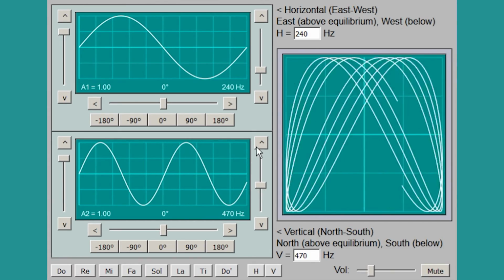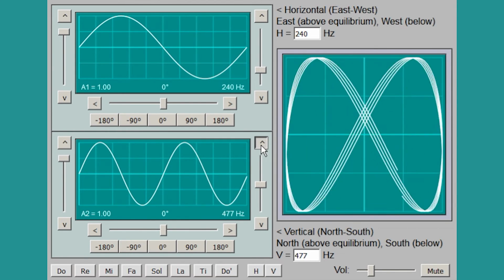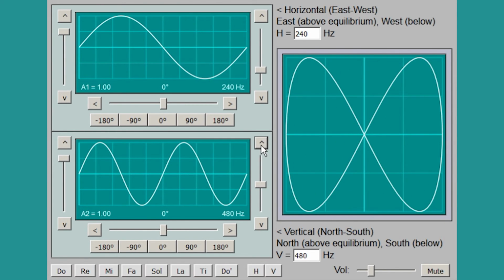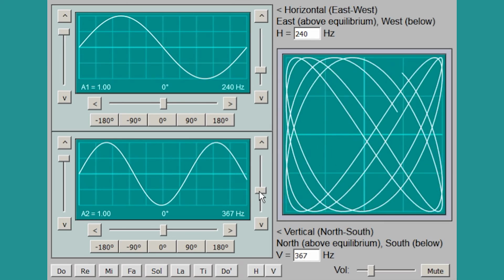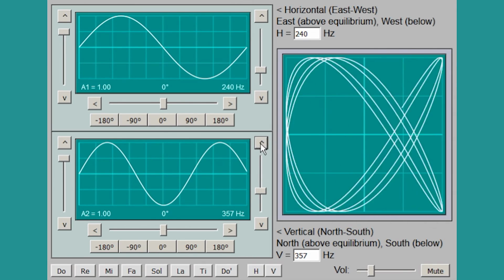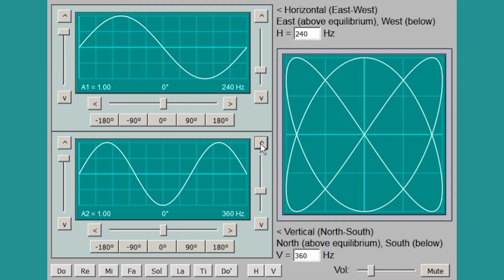The next simplest case is 2 to 1. We find that the interval corresponds to Somewhere Over the Rainbow, the octave. Our scale therefore ranges from 240 Hz to 480 Hz. Let's search for a nice Lissajous figure.